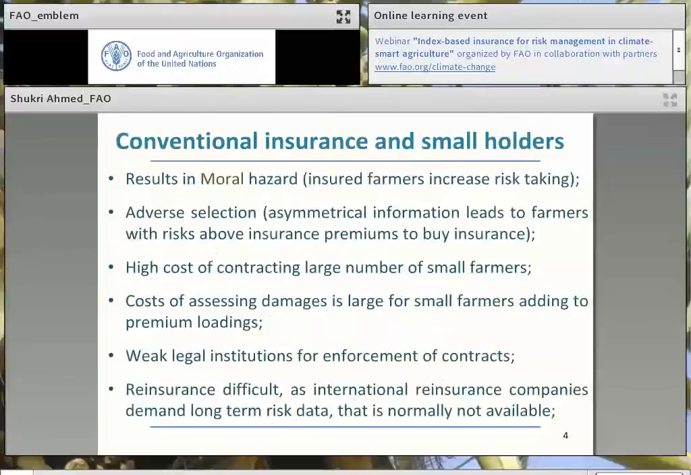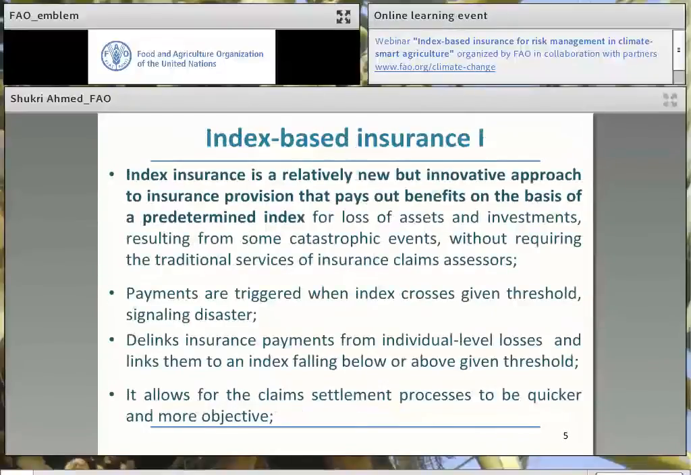There is conventional insurance, and in some parts it is used, but for smallholder farmers it has a lot of problems. Moral hazard is one of them, where insured farmers simply increase risk taking. There is adverse selection, meaning that asymmetric information makes farmers with risks above the insurance premiums buy insurance, which is not liked by insurance providers. So the supply side and the demand side don't usually come together nicely, and there are weak institutions to enforce contracts.